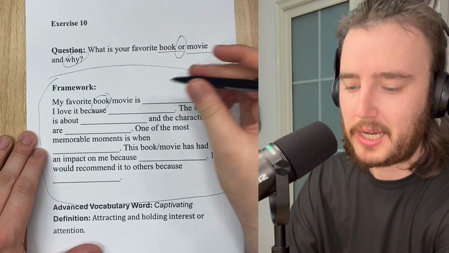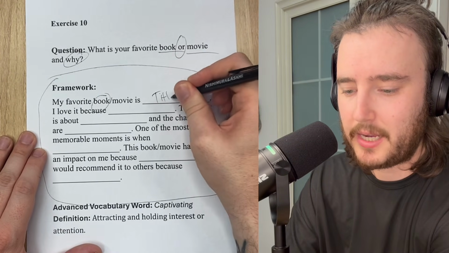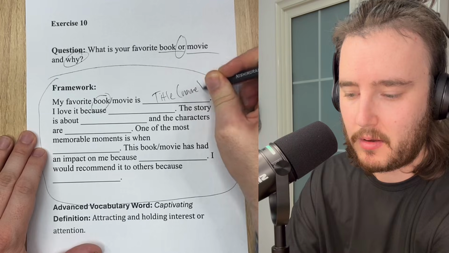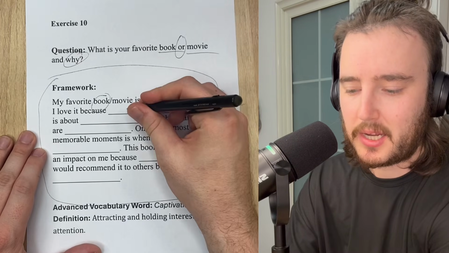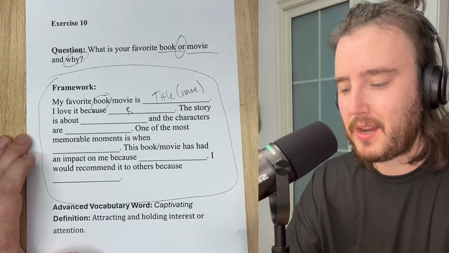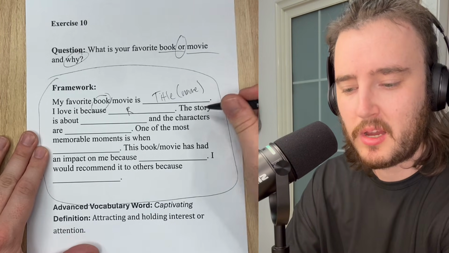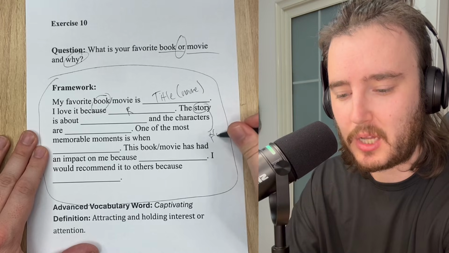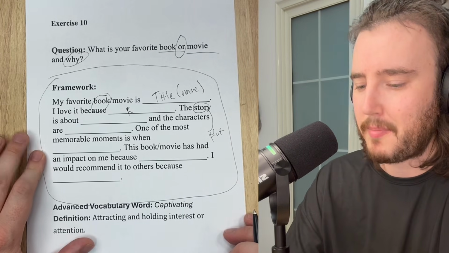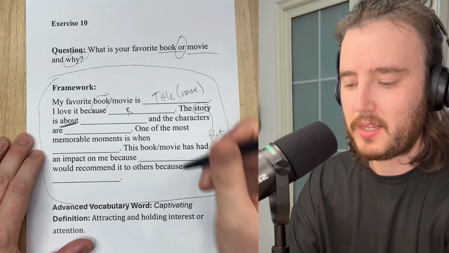My favorite book is... tell me the title or the name of the book. I love it because... R for reason. Give me a reason why you love it. The story is about... another way to say story is the plot, P-L-O-T. Tell me about the plot. What is this book all about?